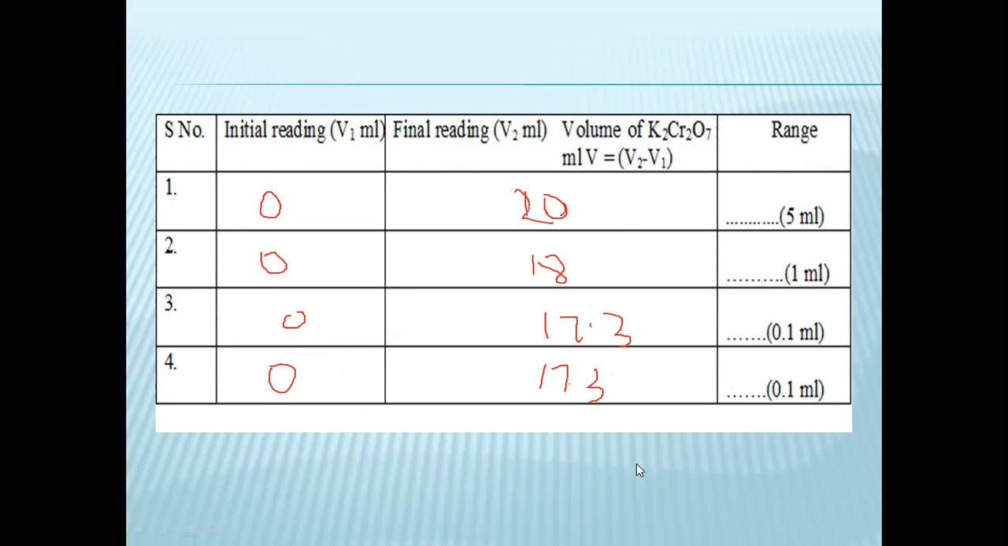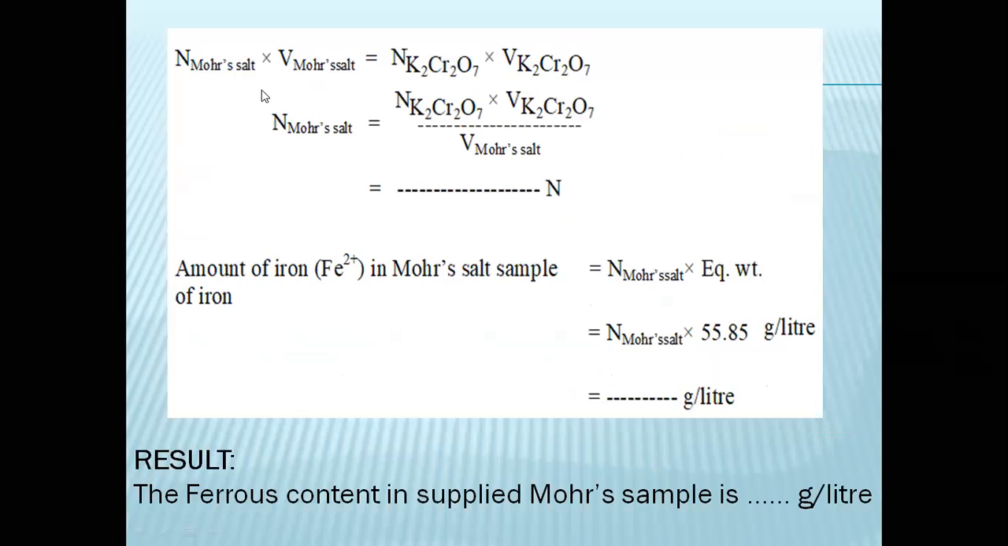Let me clear this. Okay, so the further calculation is very simple. You know the volume of Mohr's salt, that is 25 ml. You know the normality of K2Cr2O7, and you know the volume of K2Cr2O7 from the burette reading, whether it is 17.3 or 17.4, whatever it may be. Then divided by the volume of Mohr's salt, that gives you the normality of the Mohr's salt.